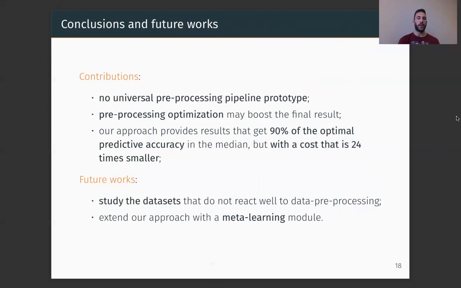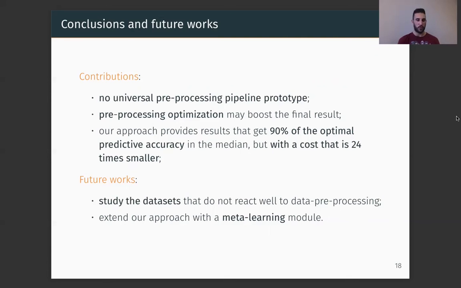So all in all, we conclude that there is no universal pre-processing pipeline prototype, therefore a prototype that, if optimized, can achieve always or almost always the best performance. We also conclude that pre-processing can boost the final results, and we also see that our approach achieved results that were as good as 90% median compared to the exhaustive approach, but with a cost that is 24 times smaller.